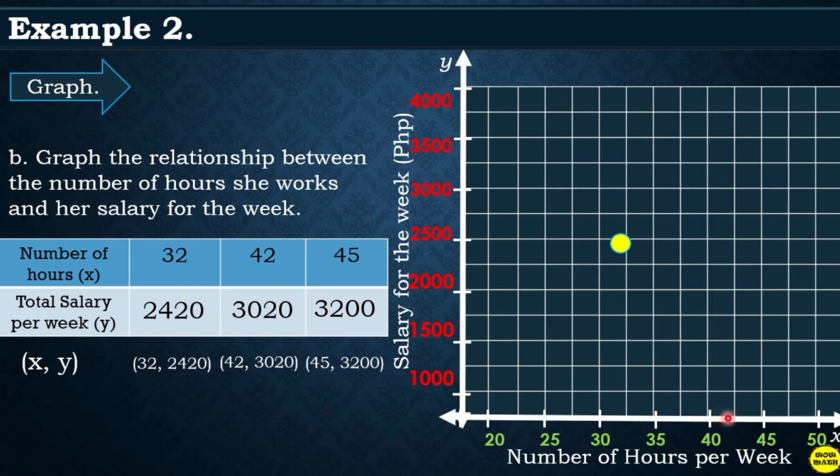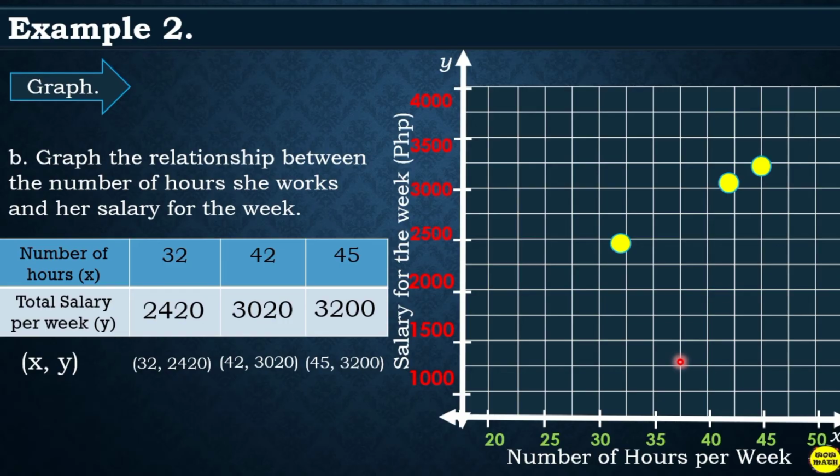Okay, next. 42 and 3,020. So this is 42, here it is. And then 3,020, so maybe we go up a little bit here. Here we go. And then next, we have 45, so here it is. And then 3,250, so maybe a little lower, here. We are not exactly there, because this is 3,250, so it is around here.